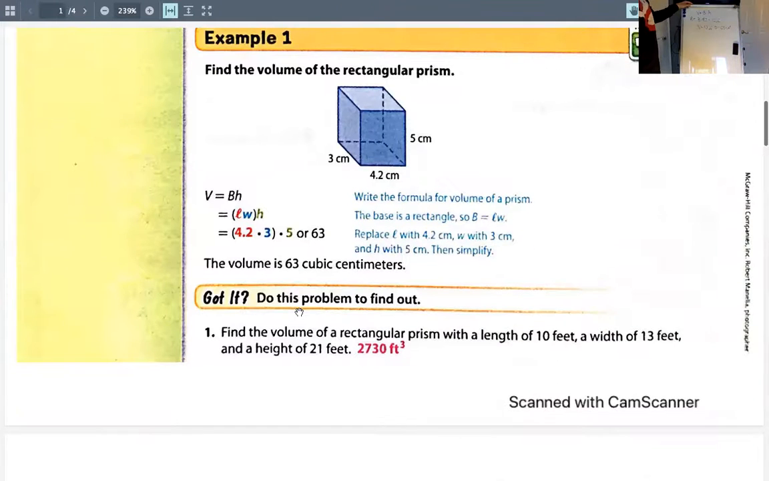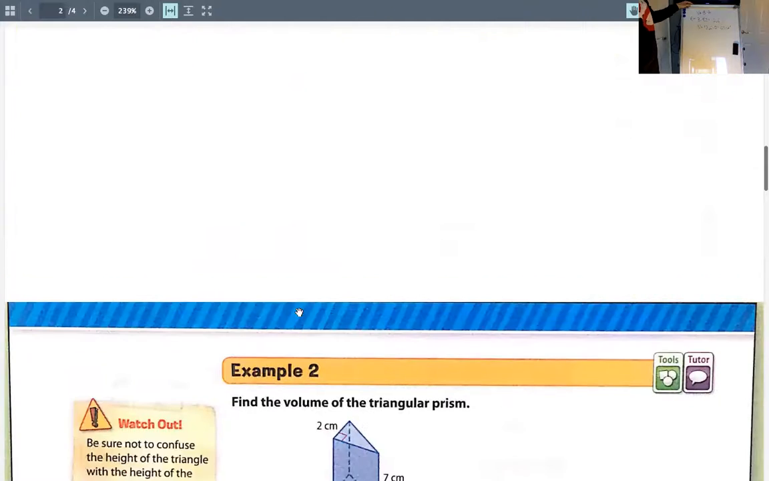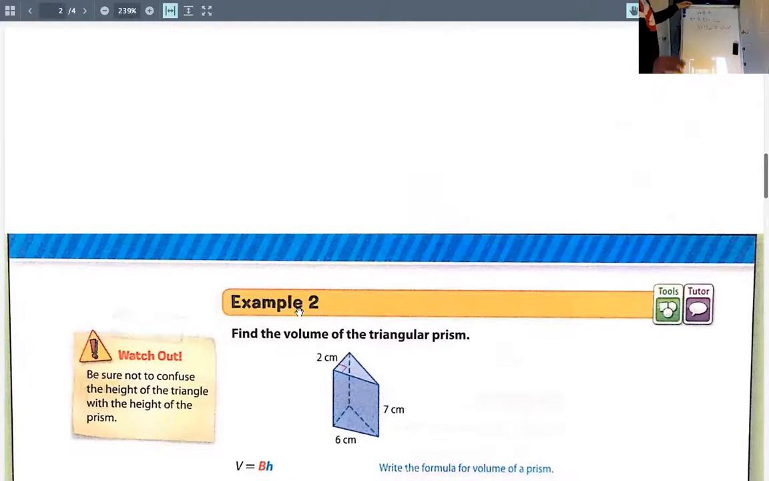Okay. Okay, let's move on. Go ahead and do this one. Example 2. While you're doing example 2, I'm going to clean my eraser.